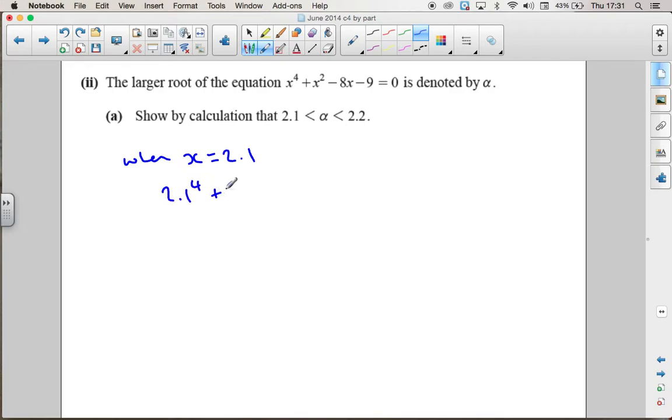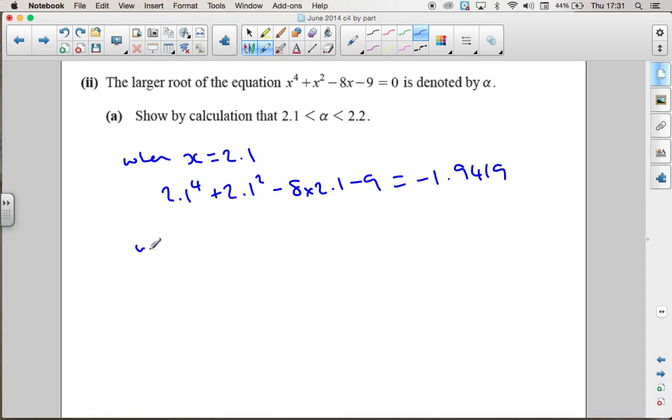And we're going to type this in on our calculator. 2.1 to the power of 4 plus 2.1 squared. Take away 8 times 2.1. Take away 9. And when we type that in on our calculator, we get negative 1.9419.